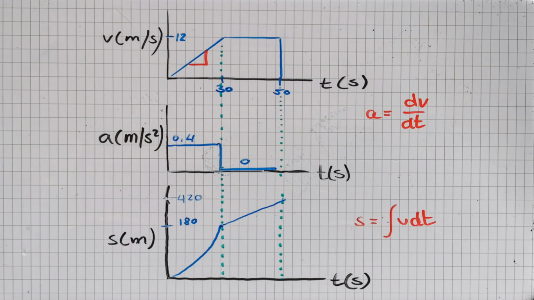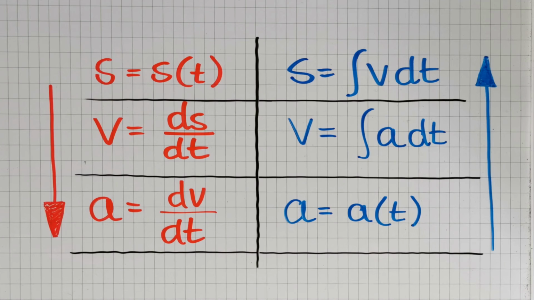So these graphs relate to this table. And you can draw the graphs by looking at the relationships on this table. We know that a is dv/dt. So we know that the acceleration is the slope on the velocity time curve. We know v is ds/dt. So we know the velocity is the slope on the position time curve.